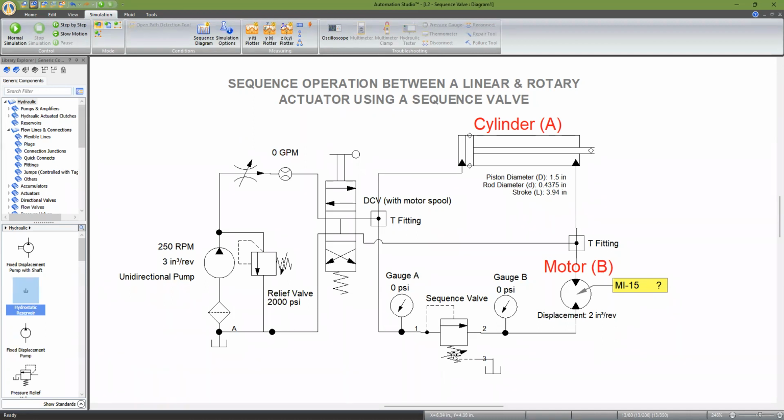So we have to set a certain pressure at the spring of the sequence valve so we can create a delay corresponding to that spring tension. The other necessary values are all written.